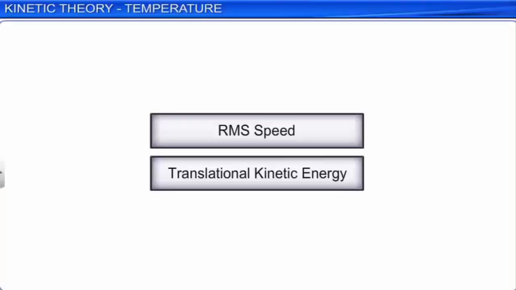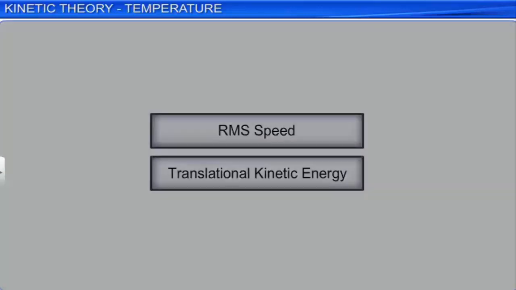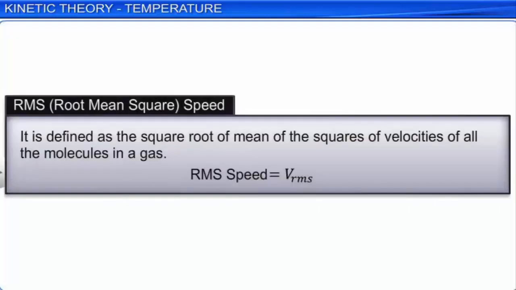It is necessary to know two basic concepts, RMS speed and translational kinetic energy, to understand the kinetic interpretation of temperature. RMS speed is root mean square speed. It is defined as the square root of the mean of the squares of velocities of all the molecules in a gas. It is denoted by VRMS.